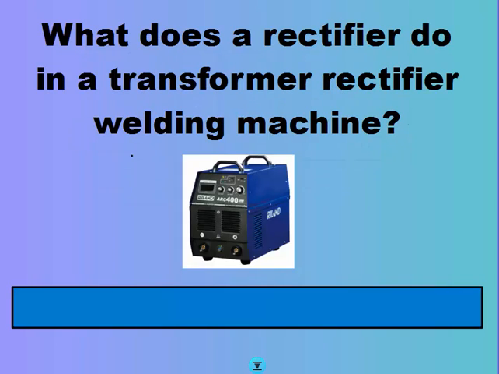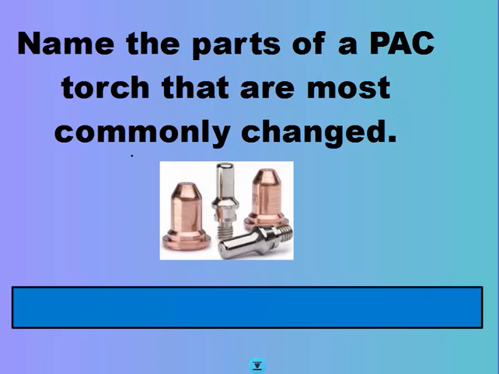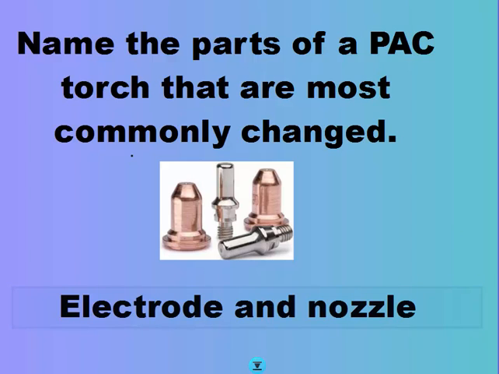What does a rectifier do in a transformer rectifier welding machine? The answer is converts AC to DC. Name the parts of a PAC torch that are most commonly changed. The answer is the electrode and the nozzle.